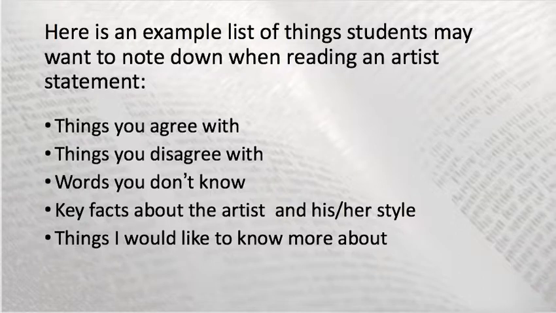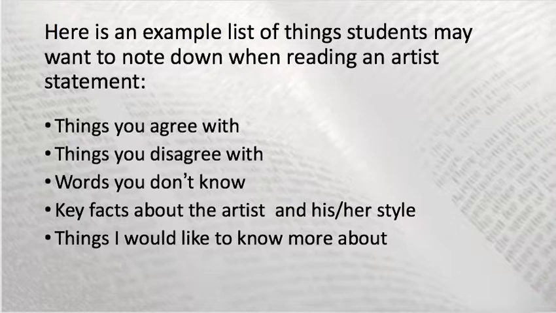Now, my students would be able to create this list because we read artist statements fairly often, especially when we're learning about a current artist. You can always go to their website and they'll usually have a little artist statement tab. You can click on that and learn about the artist by reading it. Because my students are familiar with what an artist statement is, they would know what type of things to be looking for. So this is a possible list they could create.